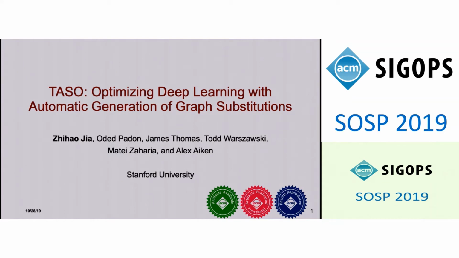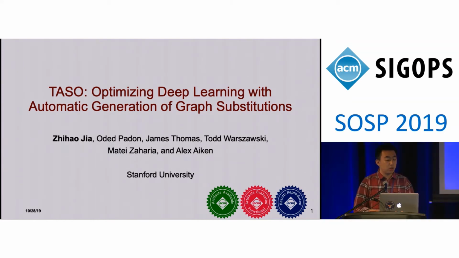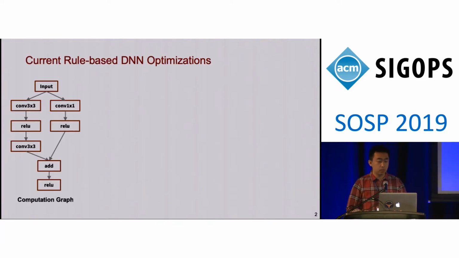Hi everyone. Today I'm going to present TASO, which optimizes deep learning computation with automatic generation of graph substitutions. This is a joint work with colleagues from Stanford University. Let me begin by explaining existing rule-based optimization for deep learning.